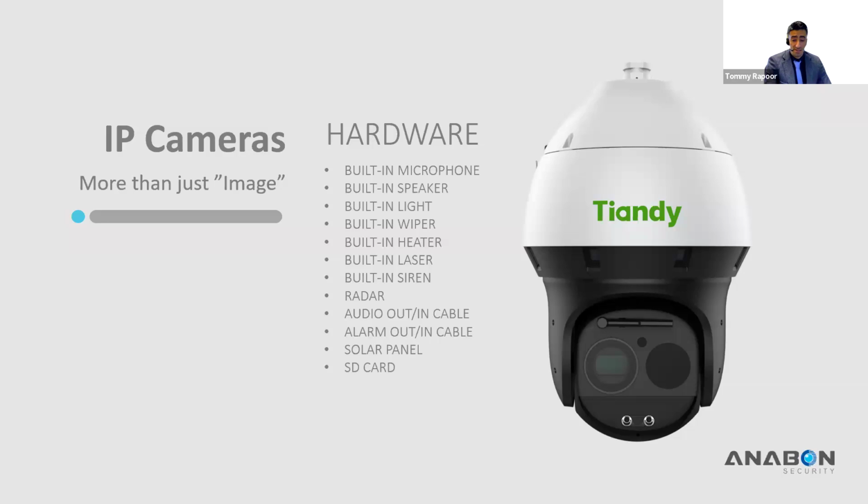Built-in heater, let's say it's a specific area with a specific temperature that I don't want the camera to give me a foggy image. So I'll go with a built-in heater on that one. Built-in laser, I don't see that in many brands. On Tiandy, we do have that on the PTZ side. So as soon as you start following the object, it will shoot a green laser to be used in active deterrent solutions.